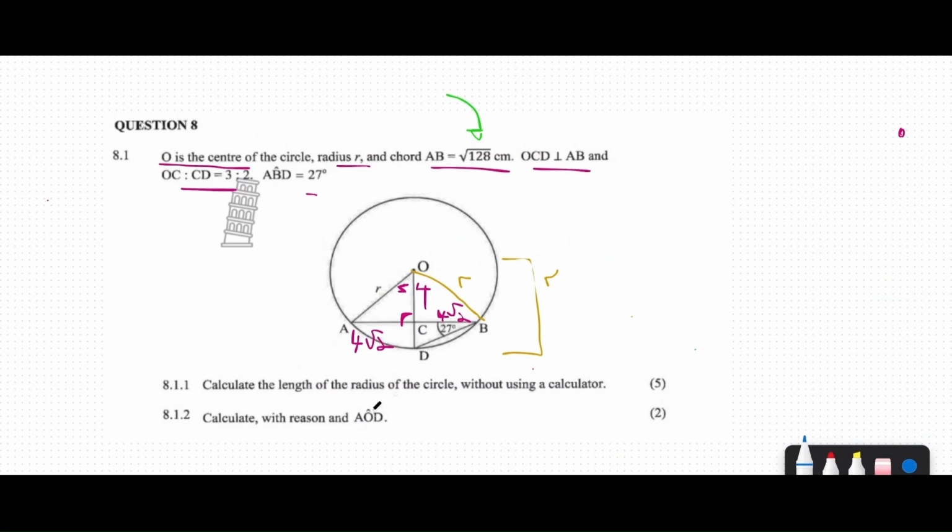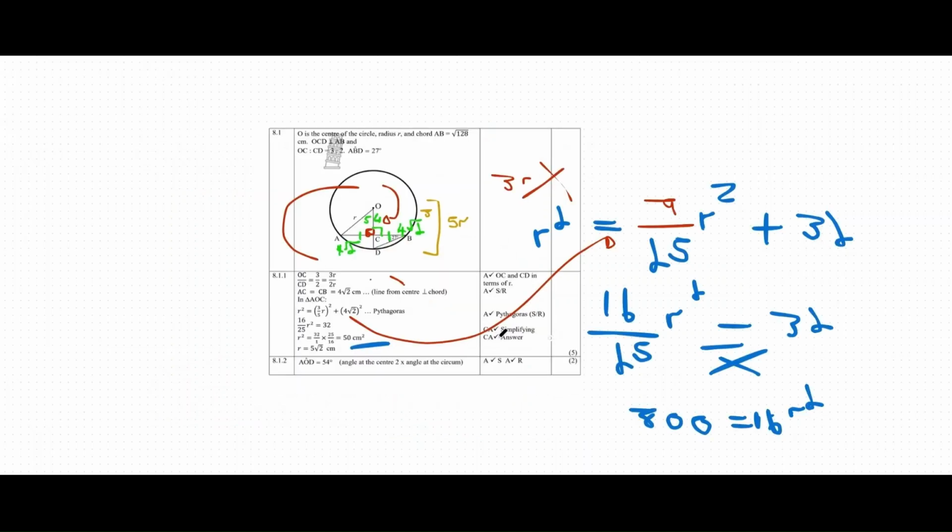Now for the last answer, 8.1.2, calculate, with reason, AOD. So remember, we calculated that previously. AOD is equal to 54 degrees because the angle at the center is twice as much as the angle at the circumference.